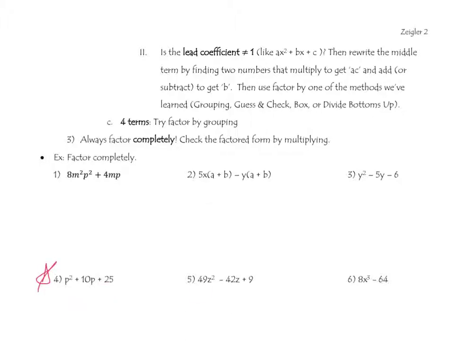And then here we have 49, which is 7 squared, and 9, which is a perfect square, so we're going to look at that one. And then in the next one we have 8, which is a perfect cube, and then we have 64, which is also a perfect cube. So we're going to look at that one.